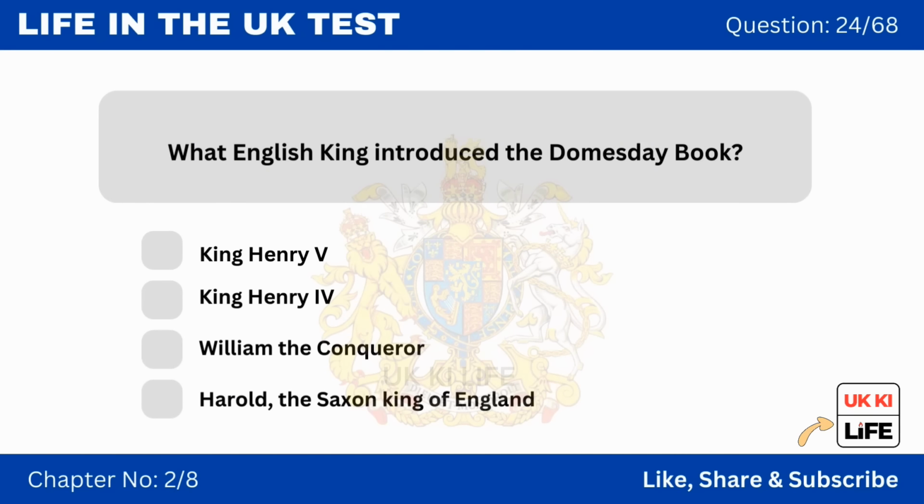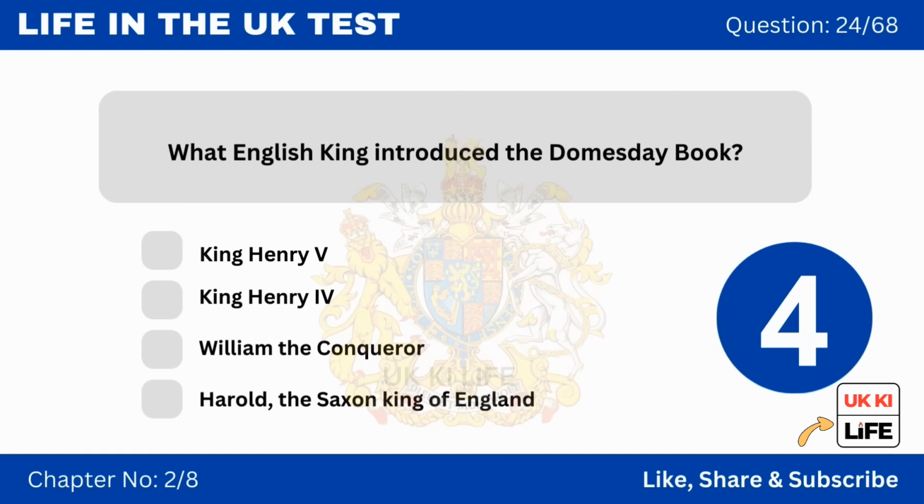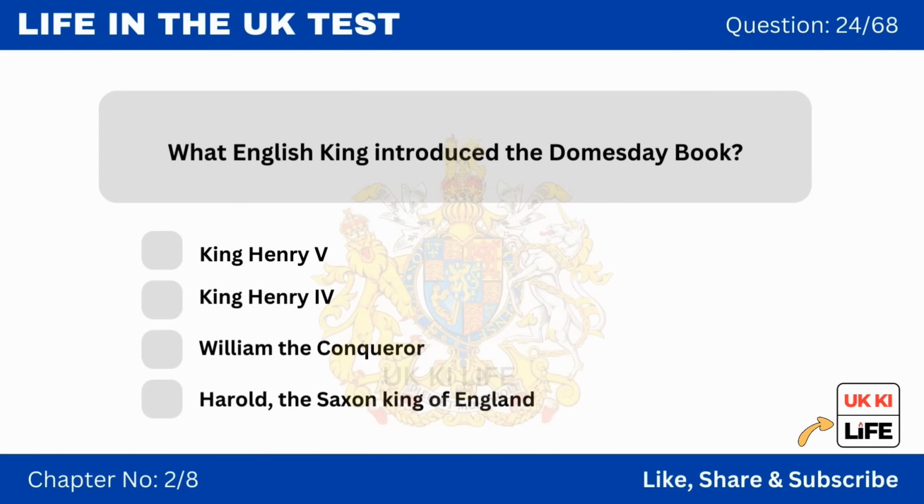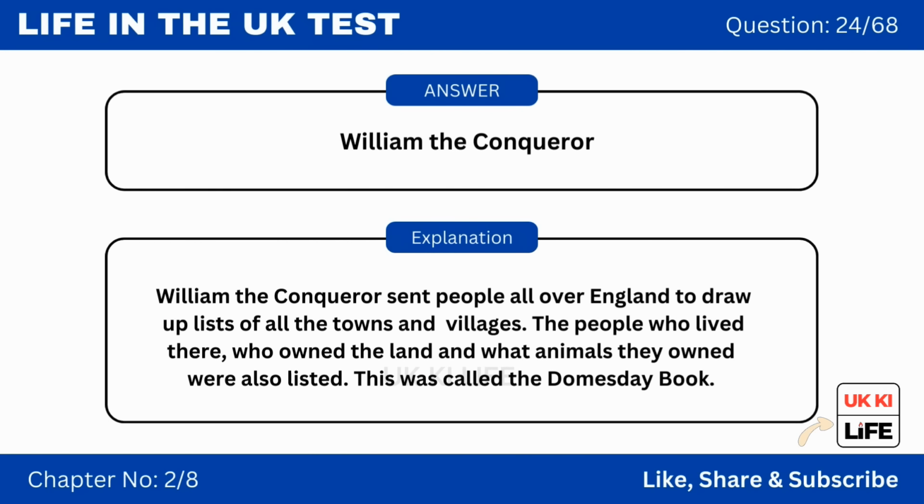Question 24. What English king introduced the Domesday Book? King Henry V, King Henry IV, William the Conqueror, Harold, the Saxon King of England. The correct option is C. Explanation. William the Conqueror sent people all over England to draw up lists of all the towns and villages. The people who lived there, who owned the land and what animals they owned were also listed. This was called the Domesday Book.